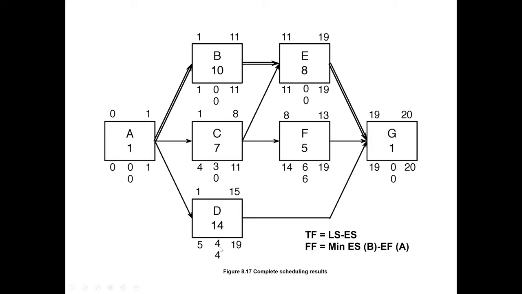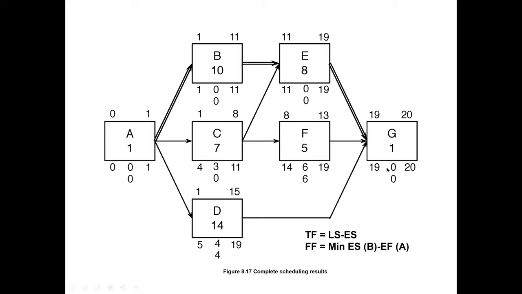So we write in the middle of that, at the bottom of the node. For activity E, late start is 11 and early start is also 11, so 11 minus 11 is 0. For F, late start is 14 and early start is 8, so 14 minus 8 is 6. Then similarly for activity G, 19 minus 19, we've got 0.